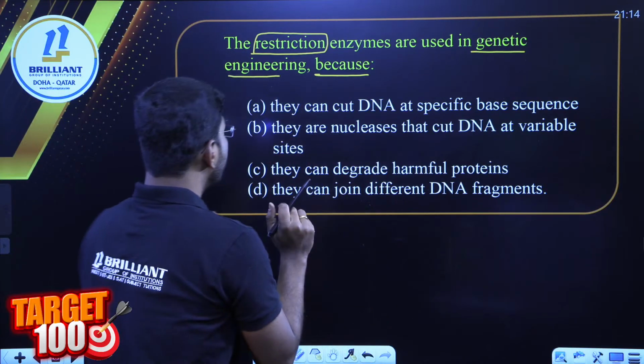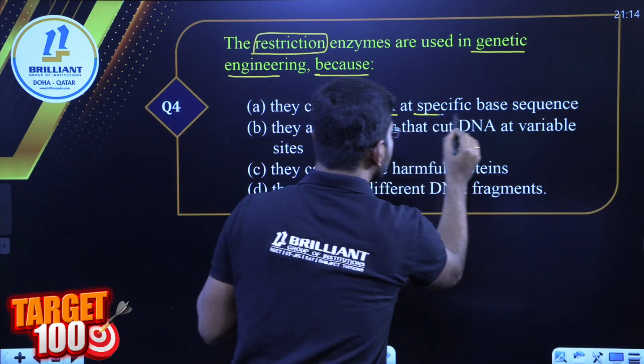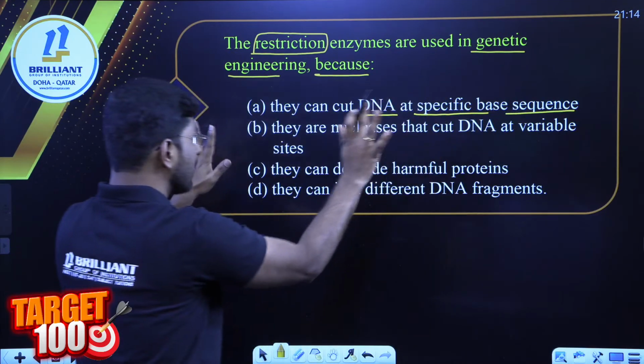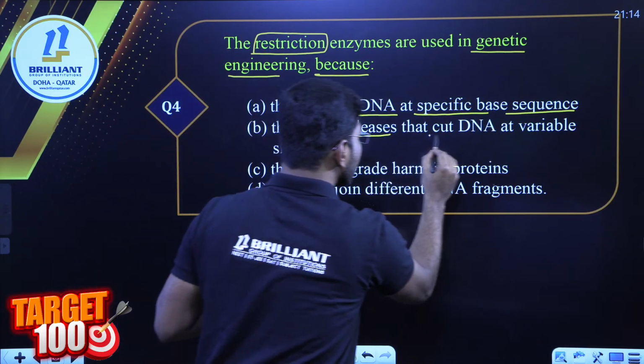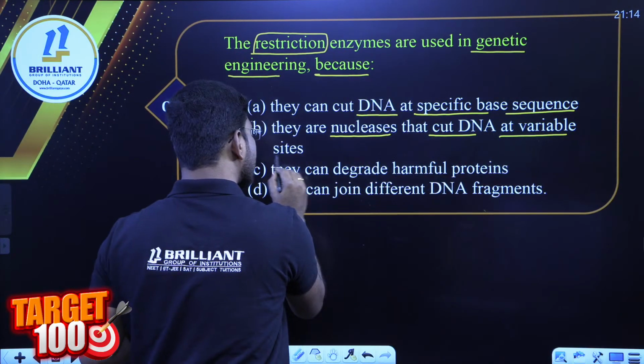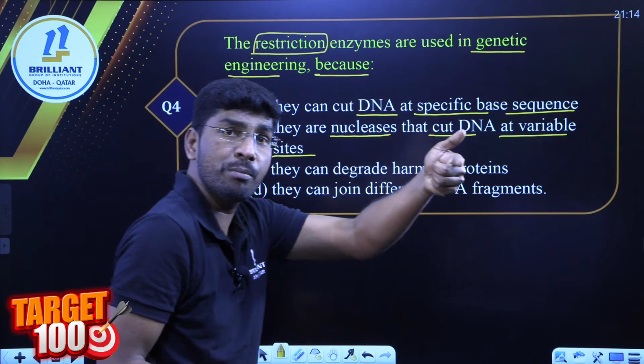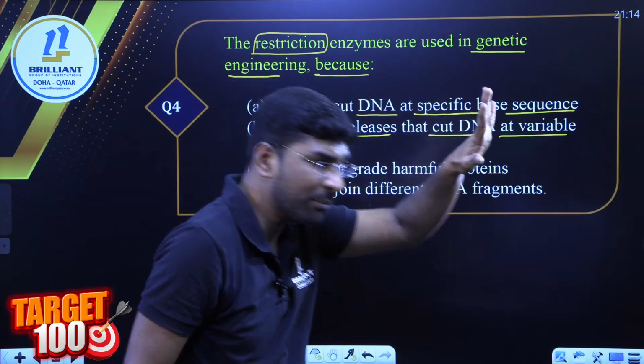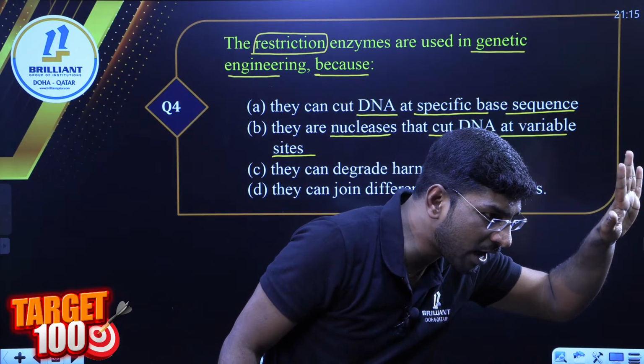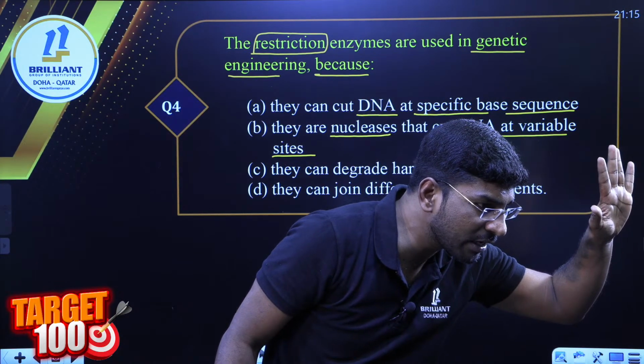Look at the answer. They cut the DNA at specific base sequence. Okay, appropriate answer is there. The nucleases can cut the DNA at the variable sites, that is the palindromic sites or the specific site. Am I correct? Albert, yes. Sana, good, very good. So the right answer we can write what?